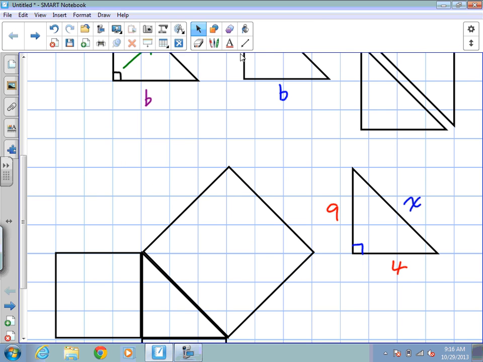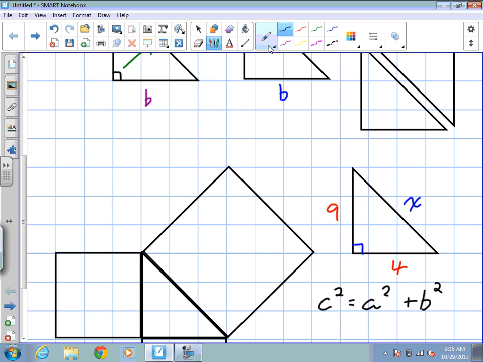Okay, so these being our legs, we're going to write our formula out. C squared is equal to A squared plus B squared. And we're going to go about replacing our A, B and C with our numbers and variable in this case. So what would be replacing our C variable? That's right. We're going to replace C with the value of X. What about A? 9. Yeah, sure. We can replace it with 9 or 4, it doesn't matter. And then that means B, by default, will be 4 or 9.